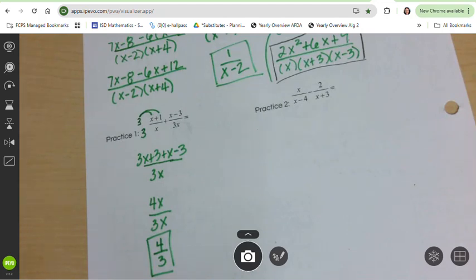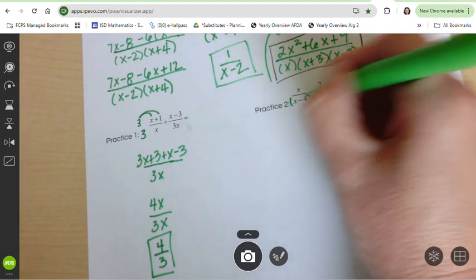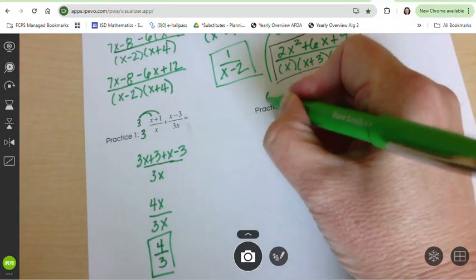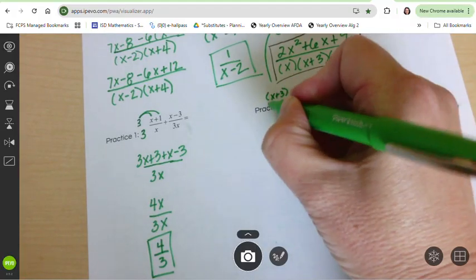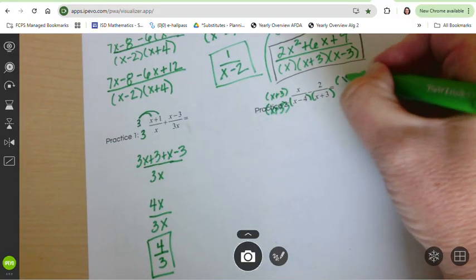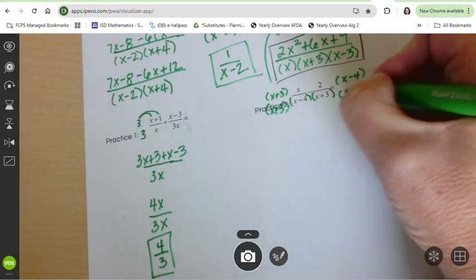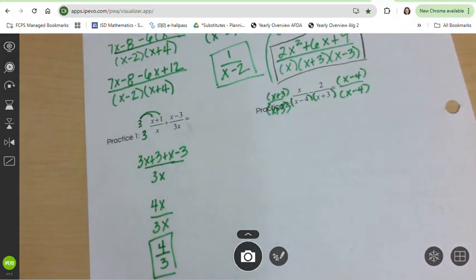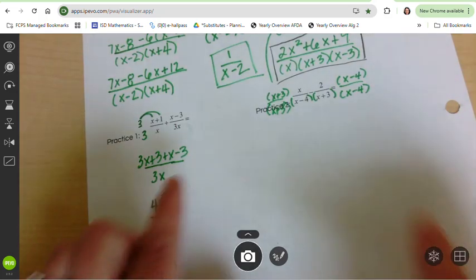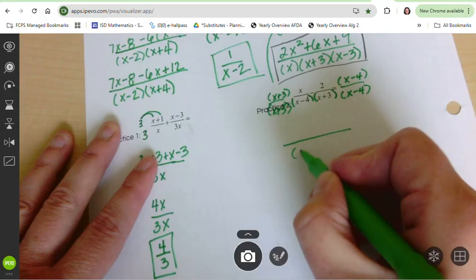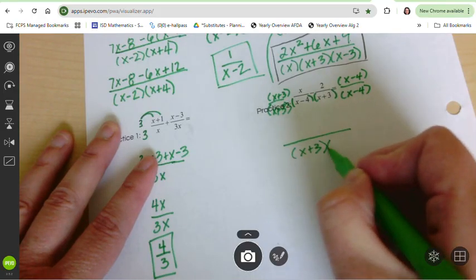Practice 2 was weird because there's nothing to factor. But some of you did notice that we could try to make the denominator the same. So this would be times x plus 3 on the left. And then on the right, what it's missing is the x minus 4. So now what we have is 2 fractions with the denominator x plus 3, x minus 4. So we can put those together into 1 fraction, where you write the denominator just 1 time.